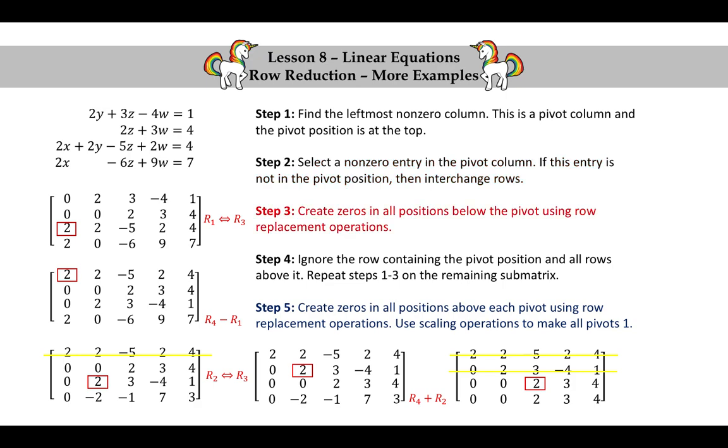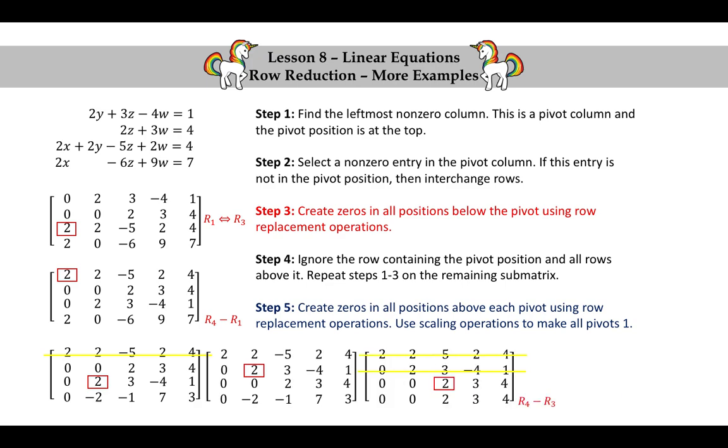And now we create zeros in all positions below this pivot using row replacement operations. I think it's easy to see that we're just going to do row 4 minus row 3 here. Let's give ourselves a little room. Rewrite the top 3 rows. We can rewrite the first 2 rows because we're ignoring them, and we can rewrite the third row because the pivot row never changes when performing row replacement operations. Let's go ahead and do this last row. It's pretty easy to see that we just get a row of zeros, and this is because in the previous matrix, both of those rows are identical. So when we subtract, we get all 0.